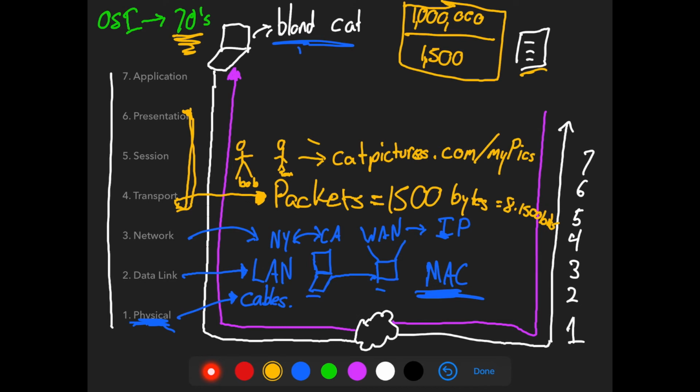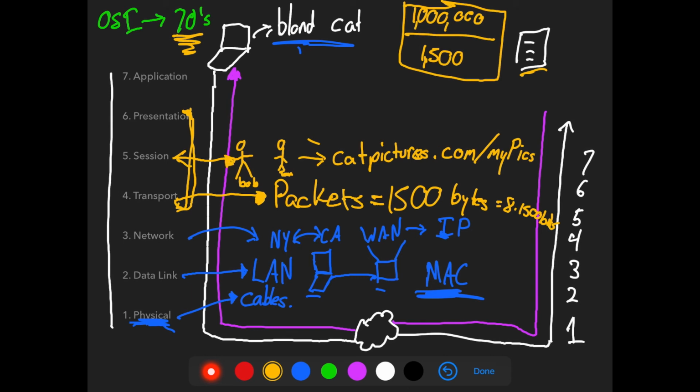So your server has a place for catpictures.com/mypics, and when Tom enters it, he's expecting to see pictures of his cat, and when Bob enters it, Bob is expecting to see pictures of his cat. And Bob would actually get upset if Tom entered catpictures.com/mypics and saw Bob's pictures, because the pictures are private. And so this is achieved through the session layer.